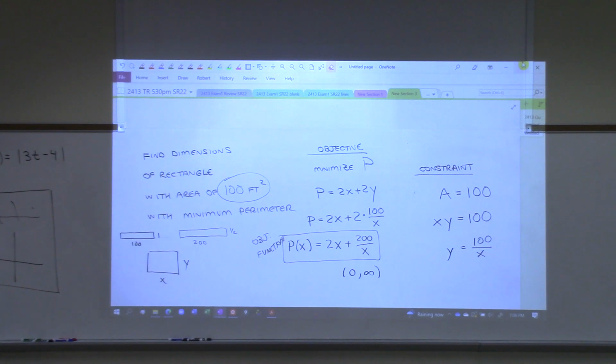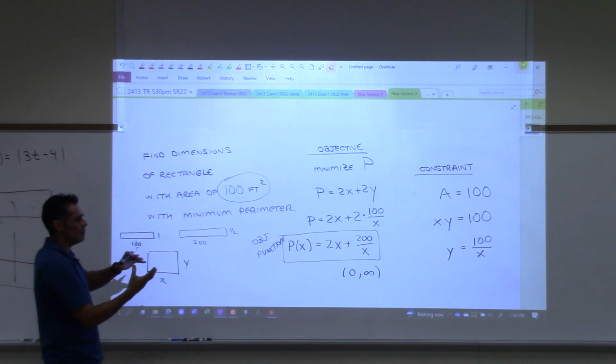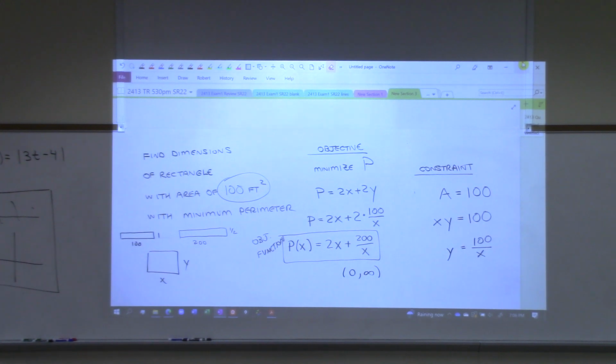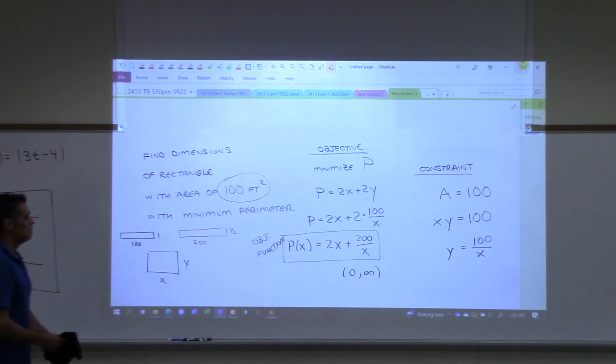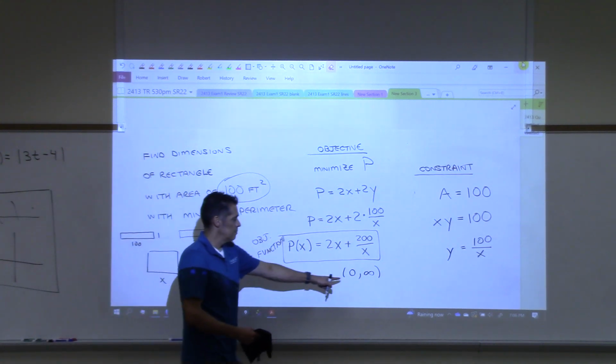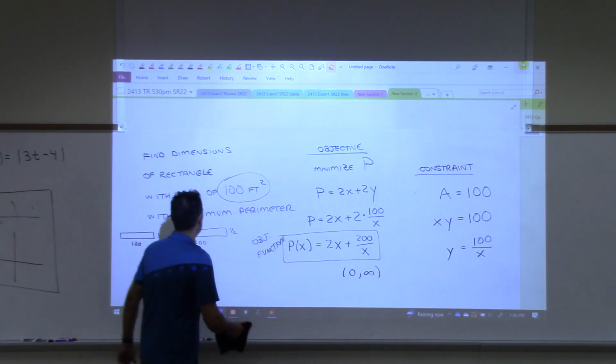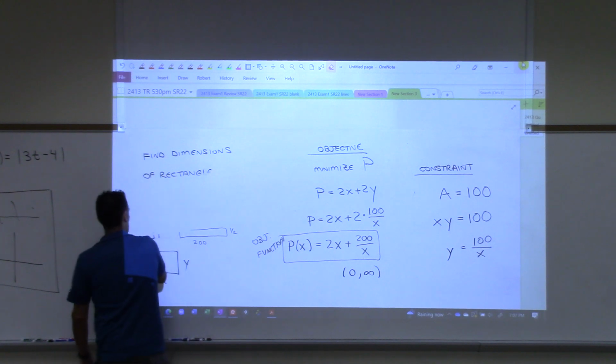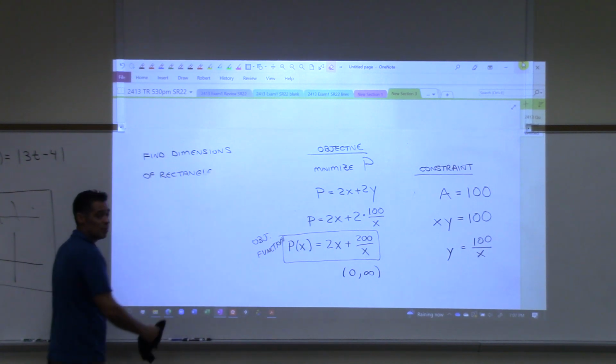Yes, but we've changed the problem. We no longer have a restriction of how much fence. We have a restriction of how much area we need to have. So we can't use the closed interval method. It's not a closed interval. So that means I'm going to need to do the open interval method, which means find the local max and mins, right?